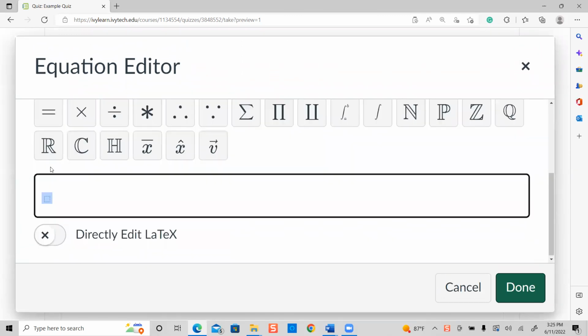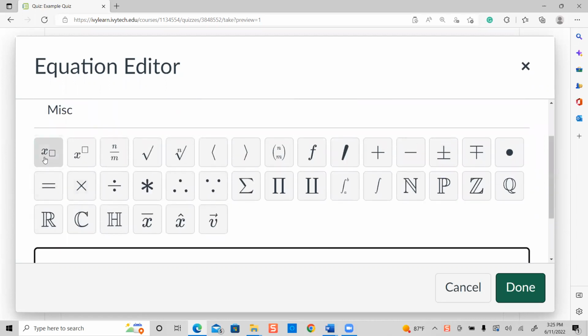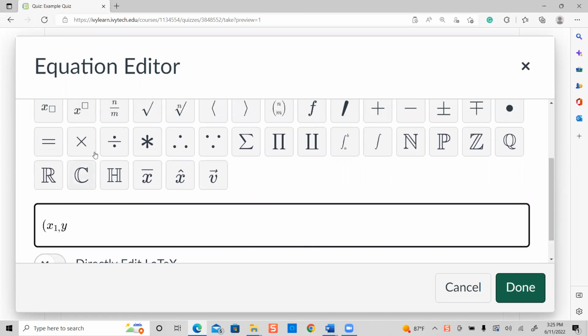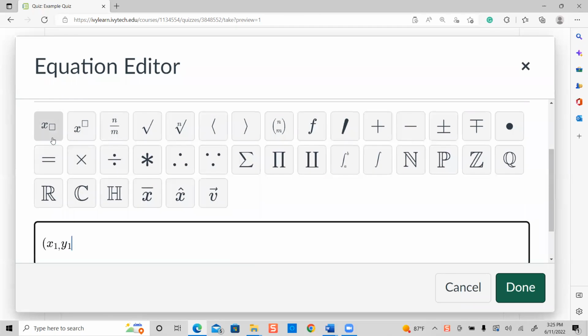This first one here is a subscript. Let me explain what a subscript is. I can say I have 2 ordered pairs, and my first ordered pair is going to be X subscript 1, comma. I'm going to say Y, whoops, I have to make sure and come out of that subscript, okay? Y subscript 1. Come out of that subscript.